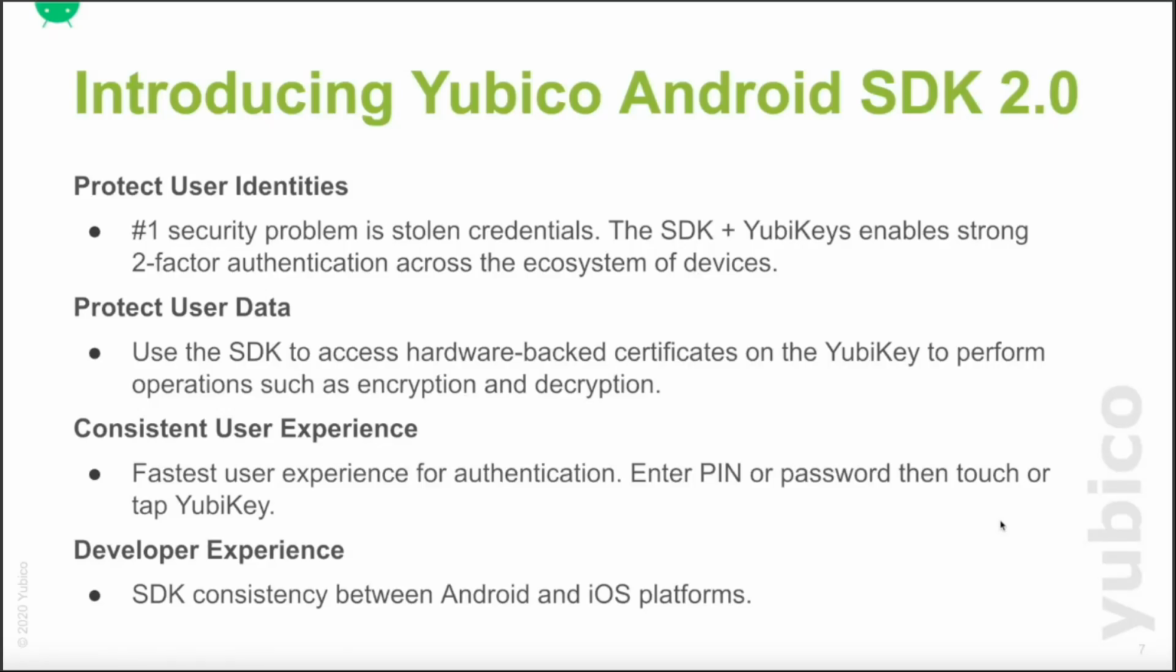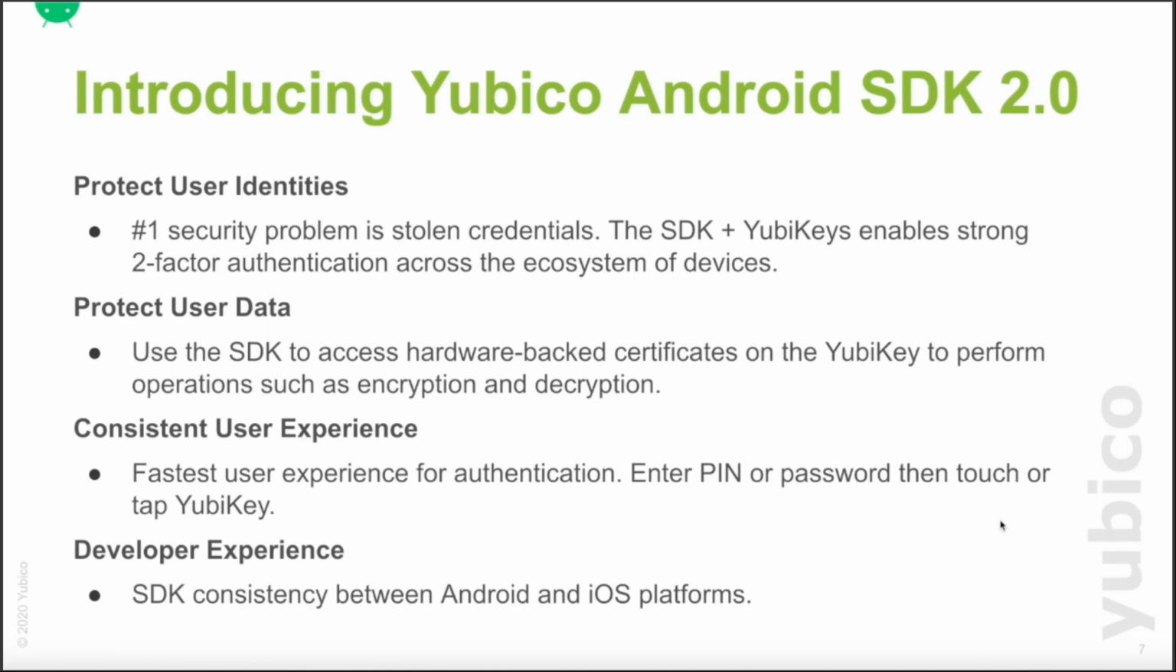The main benefits of the Yubico Mobile SDK are to protect user identities. Stolen credentials are the number one security problem, and by using the SDK and YubiKeys, you can have strong two-factor authentication across your ecosystem of devices and services. You can use the SDK and YubiKey to access hardware-backed certificates and perform operations such as encryption and decryption with those certificates stored on the YubiKey.